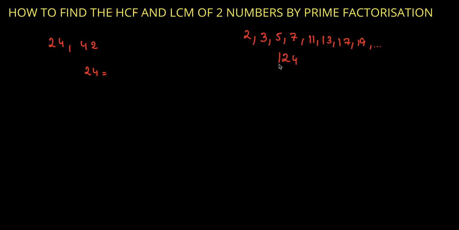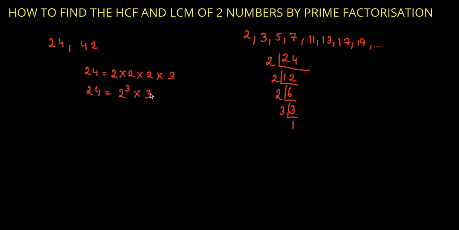So now 24, when I factorize this number, we start with the smallest one. We have 2 here, gives me 12. We can again, even number, so we can go with 2, 6, once again even, so 2, 3, and 3, 1, and once we get the number 1 here, we stop. Now we can write 24 as 2 into 2 into 2 into 3, and to make this shorter, we can write this as 2 cube into 3.